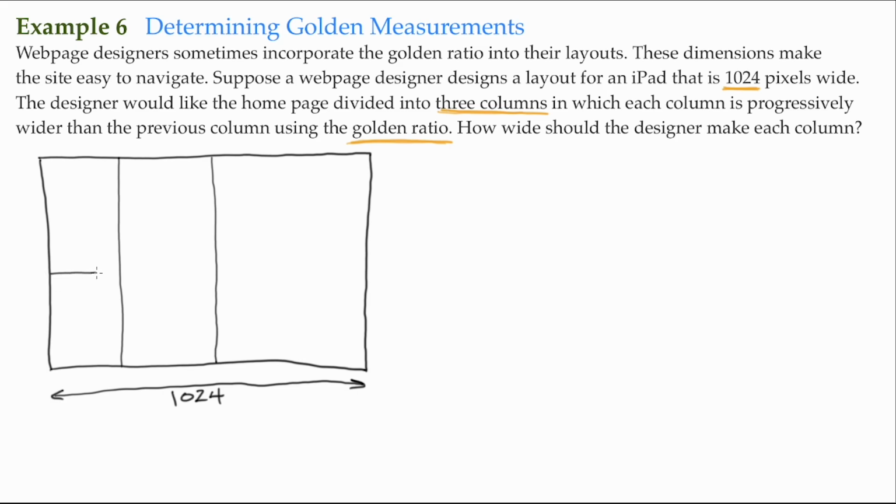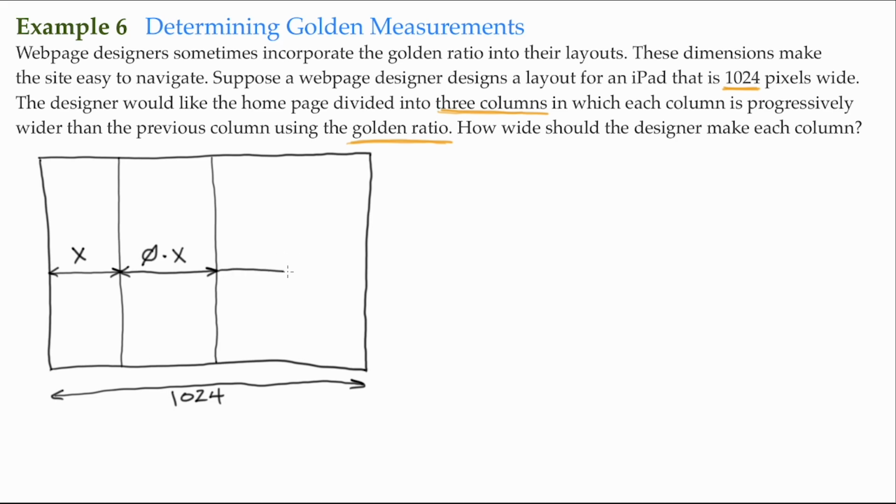I certainly don't know how wide this column is going to be, but I do know how wide it should be in relation to this column, and how wide this one should be in relation to this column. And I certainly know that the whole thing's got to be 1024. So I'm just going to label this as X, or any variable is fine, but X is usually the standard. If this is X wide, then I'm going to multiply this by phi, which is the golden ratio. We know that to be 1.618034, and it's going to give me the width of this column. So I'll just put it in as phi times X.